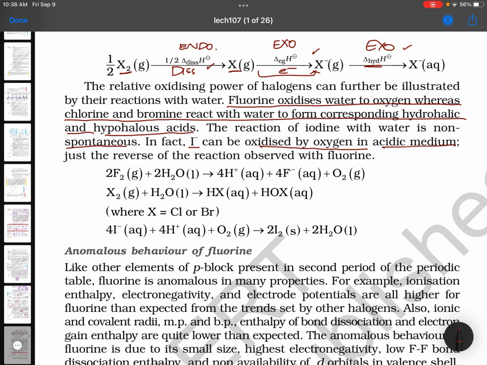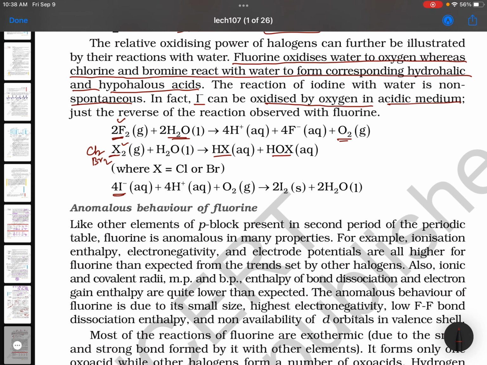Now come to this one. Fluorine is decomposing water. The remaining chlorine and bromine react with water to form HX and HOX. That means HCl and HOCl. And now you see in this case fluorine, chlorine, and bromine. Now it is not iodine, it is iodide that is converted to I2. So iodide is converted to I2. This is mentioned here. In fact, I minus can be oxidized by oxygen.